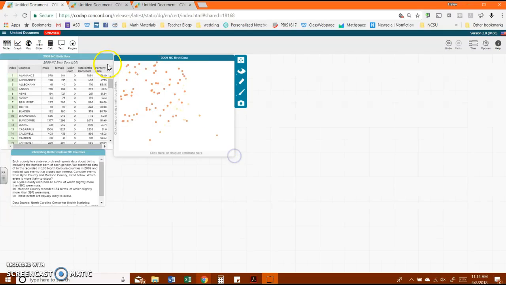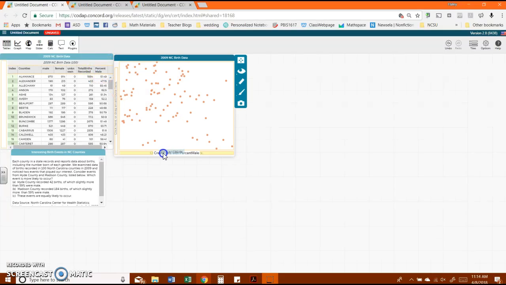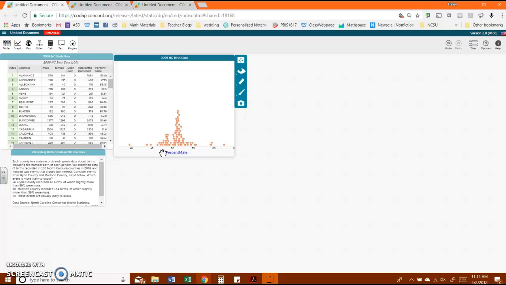Everybody, this is Haley, and I'm going to show you how I used CodeApp to experience the 2009 North Carolina birth data task. The task analysis recommended looking at the distribution of the proportion of males born, so I'm going to set that up first. We will drag the percent male to the bottom axis, and I am going to overlay this with total births recorded.